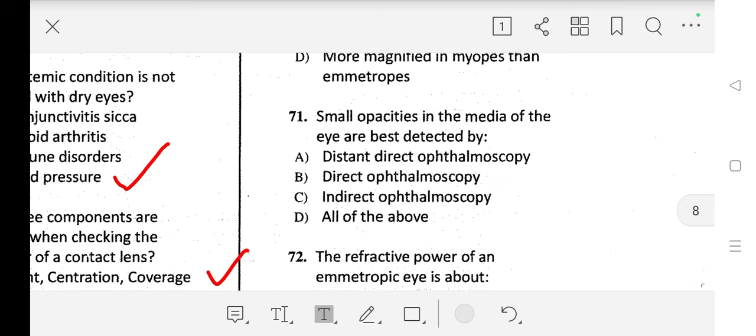Next question is, small opacities in the media of the eye are best seen by: A part distant direct ophthalmoscopy, B part direct ophthalmoscope, C part indirect ophthalmoscope, D part all of the above. Its right answer is A part, distant direct ophthalmoscopy.